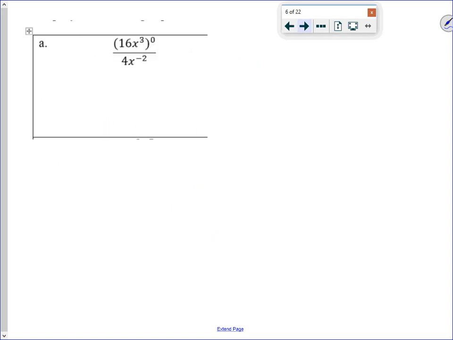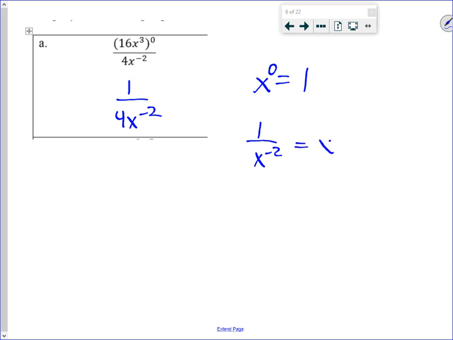All right, so I know kids really struggle with their rules of exponents, so I'll try and go through the rules of exponents. Remember, anything raised to the 0 power is 1. So this is 1 over 4x to the negative 2. Then a negative exponent, if you have 1 over x to the negative 2 power, that becomes x squared. But the negative 2 here only applies to the x. So this would be x squared. The 4 remains unchanged.